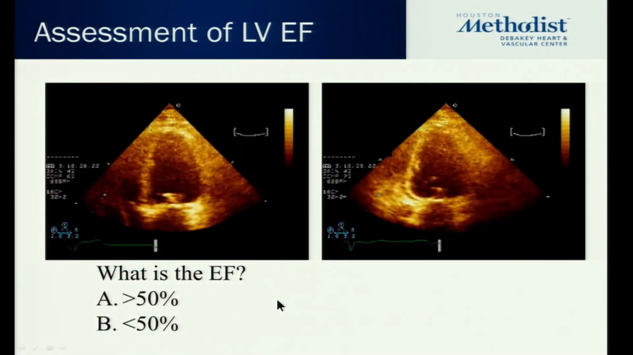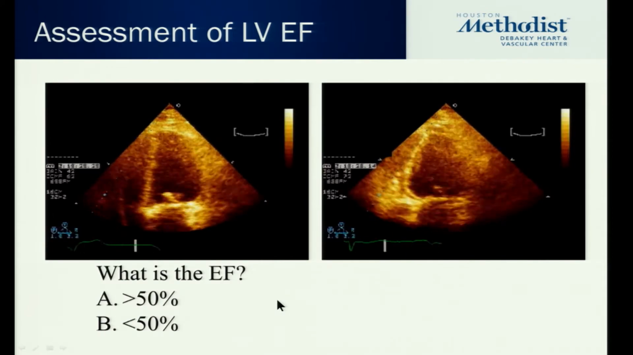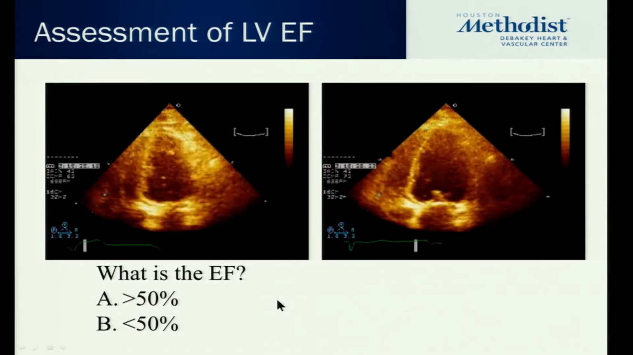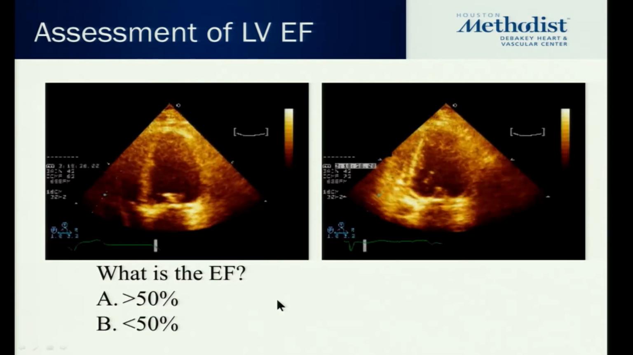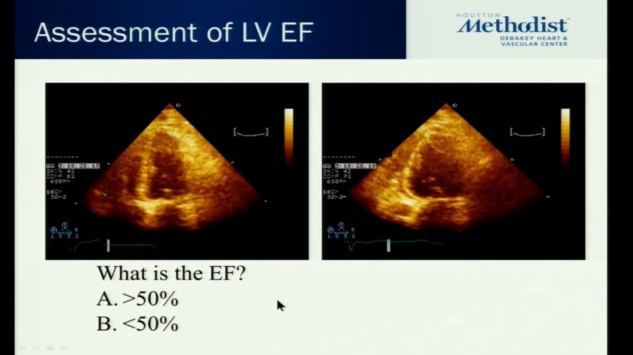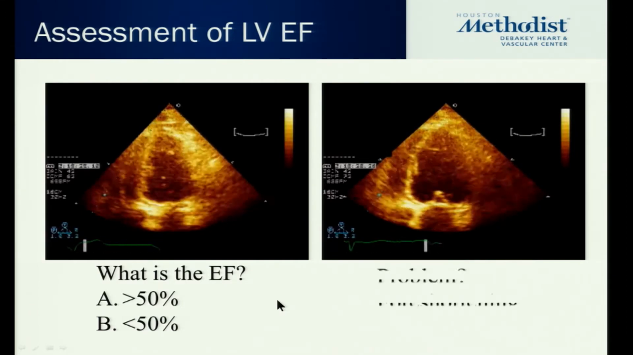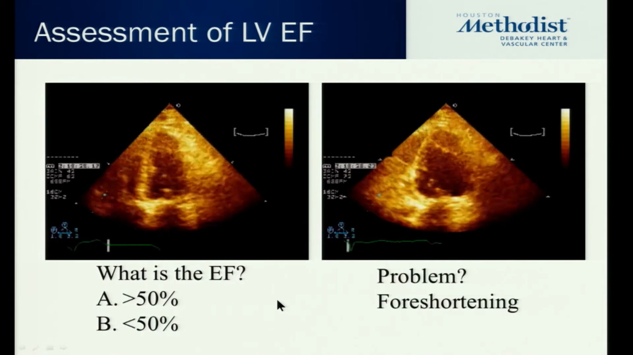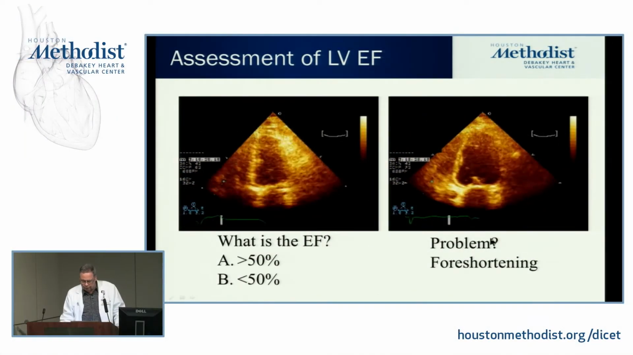What about now? Would anybody vote now that this EF is 50 or better? Hopefully not. So, look at the EKG. It's exactly the same heart. The only difference is a few seconds later, adjustment of the transducer by the sonographer. So this is a beautiful example of foreshortening. Notice how much smaller this heart is compared to here.